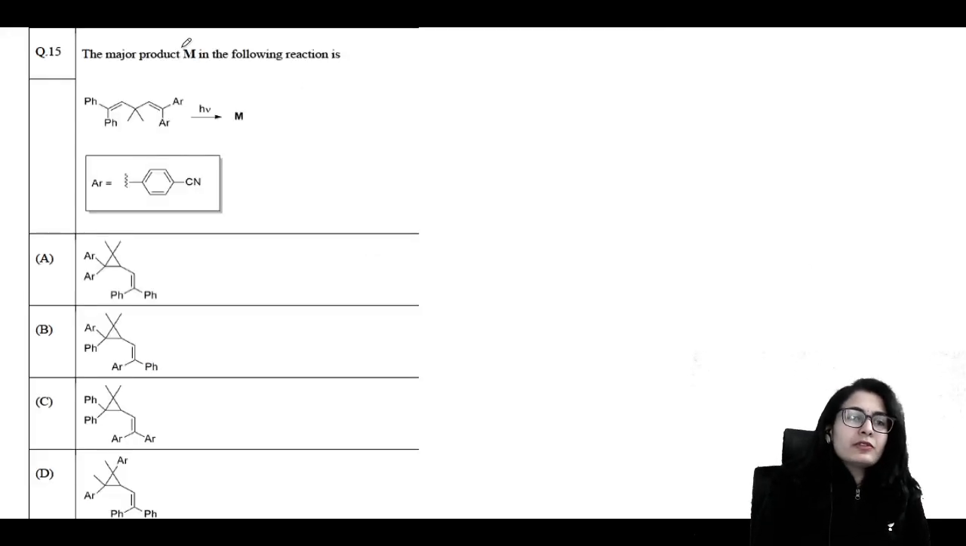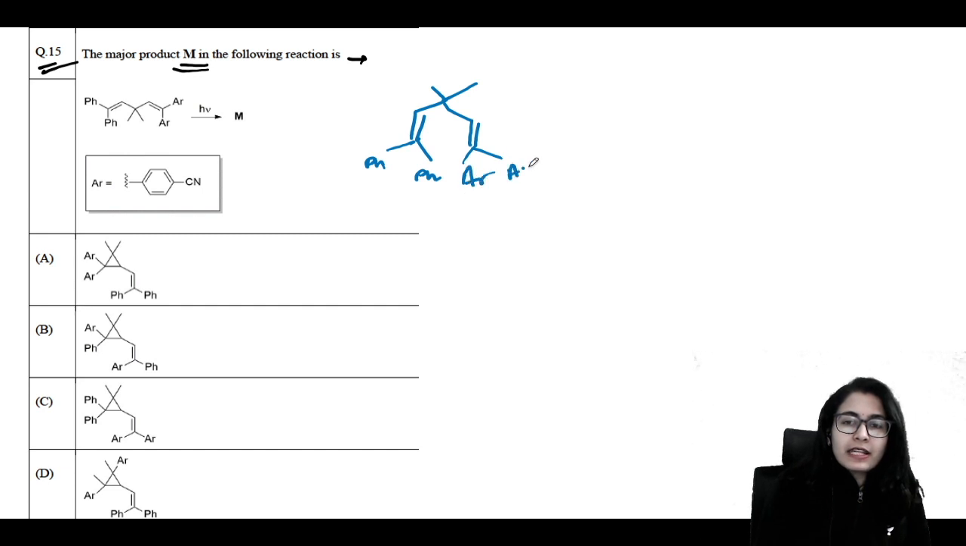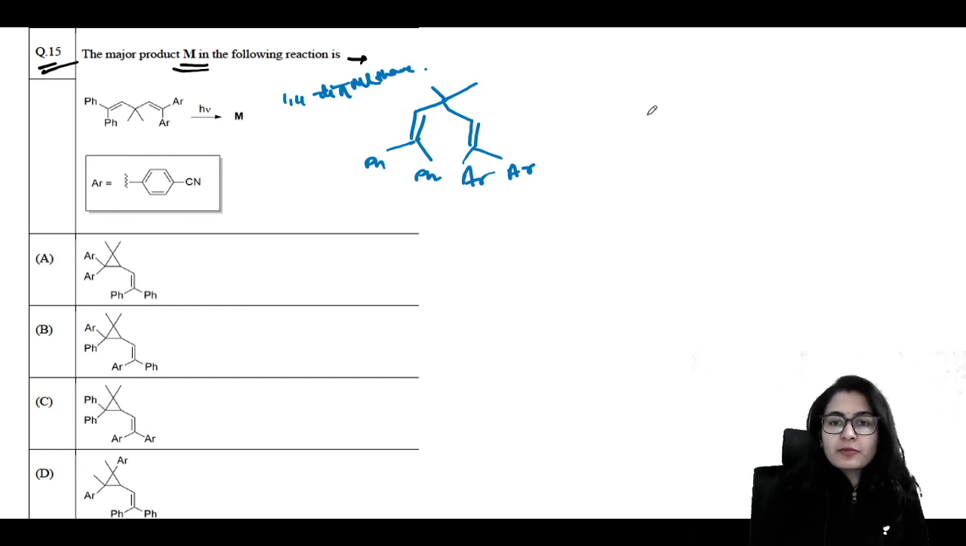Next question, very beautiful one. The major product M in the following reaction is. Once again, guys, try this by yourself and then I will definitely answer. So let's discuss this question. You can write this molecule in this manner as well because you know it is a 1,4-diene system. You have two phenyl rings and two aromatic rings connected like this. Okay. Now this is a very simple di-pi-methane rearrangement, also known as Zimmerman rearrangement, right?